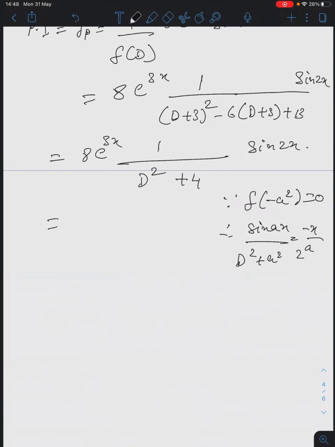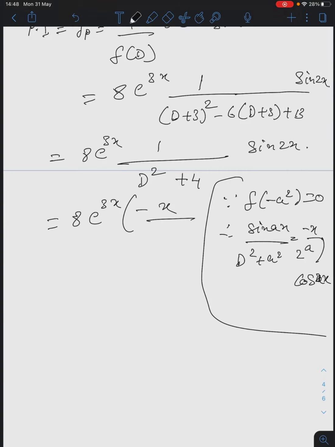You remember it or not? These things. Yes, ma'am. This you have to apply. So this will be 8 e to the power 3x minus x by 2a. A value is how much here? 2 again. So you will have 4 into cos 2x. So on simplification, this will be minus 2x e to the power 3x cos 2x, and this is your yp, particular integral.